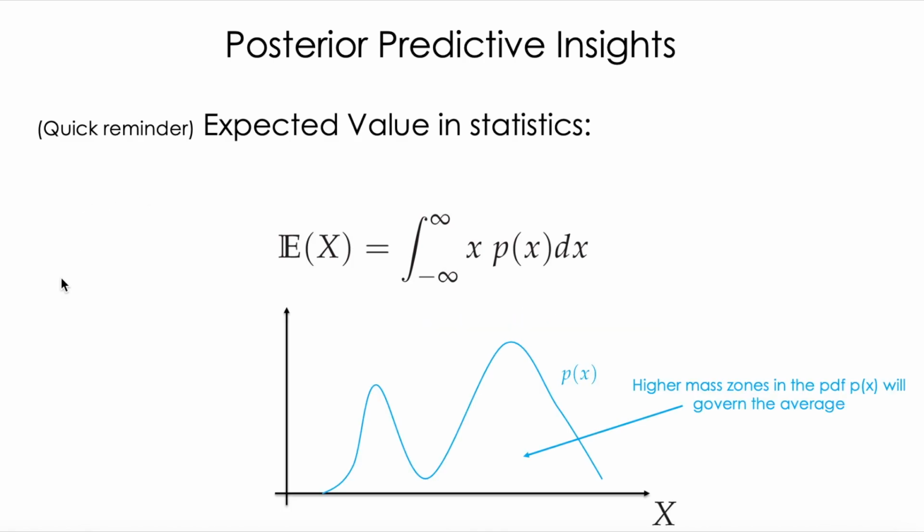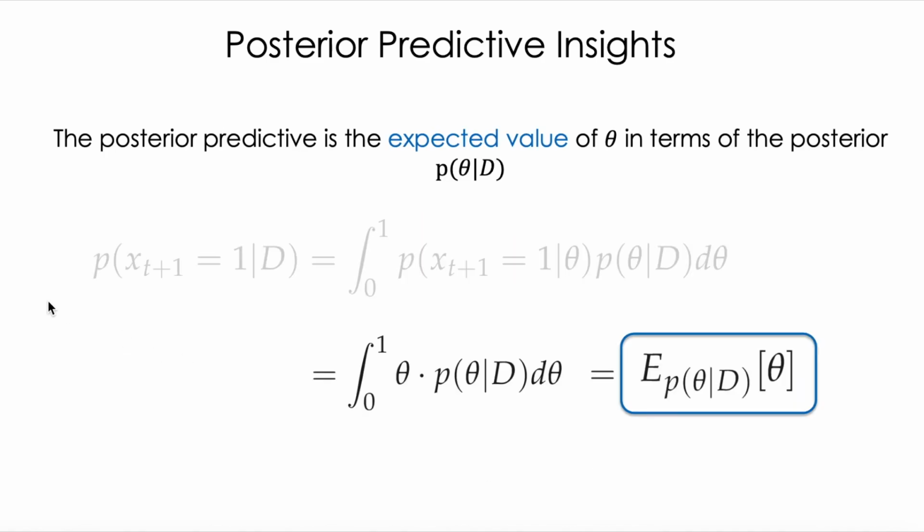So in cases where the PDF is different in different zones, for example, here we can see that most of the mass is concentrated in this side. It means that the expectation of x is going to be mostly governed by this zone of x, right? So again, this is why our posterior predictive is exactly the expectation of our parameter in terms of the posterior distribution.